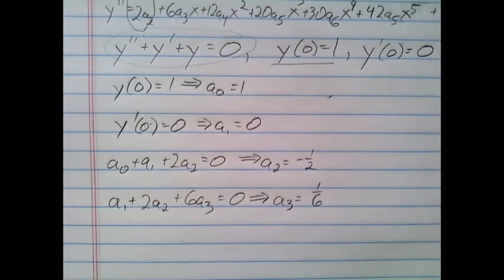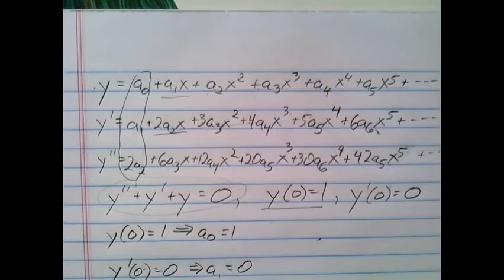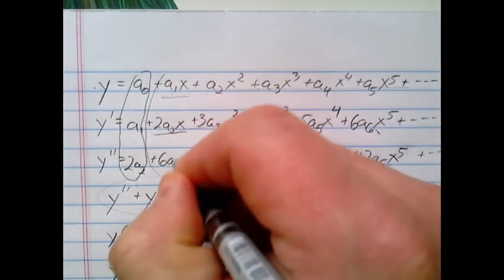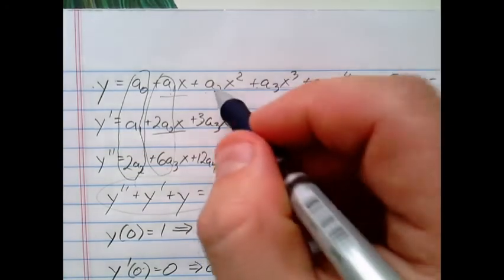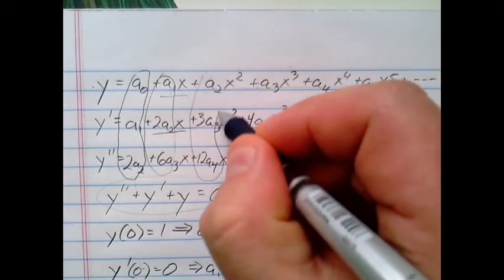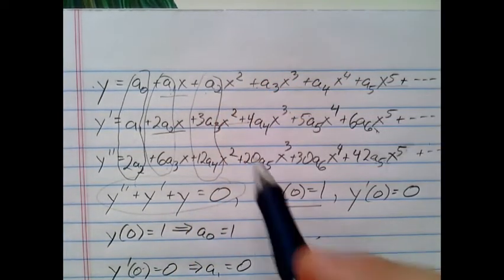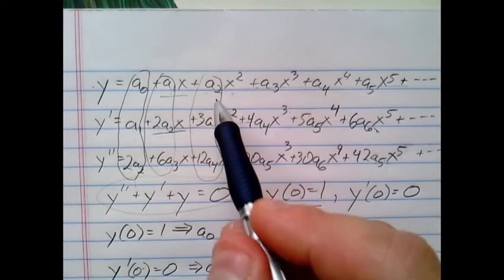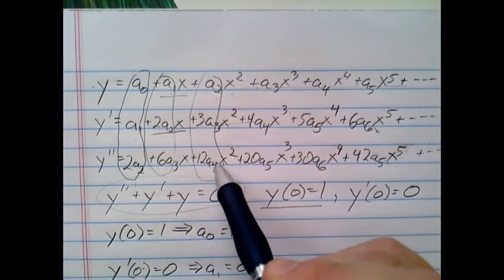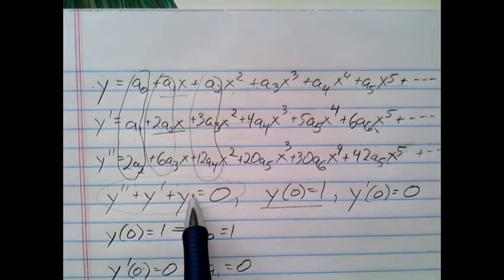Alright, well, remember our goal was to get out to a sub 5, and then that'll be enough terms for our approximation. Okay, so a couple more of these and we'll be there. Alright, so we already used the first two sets of terms. Now, let's use the x squared terms. a2 plus 3a3 plus 12a4, that's got to be equal to 0 to satisfy our differential equation.